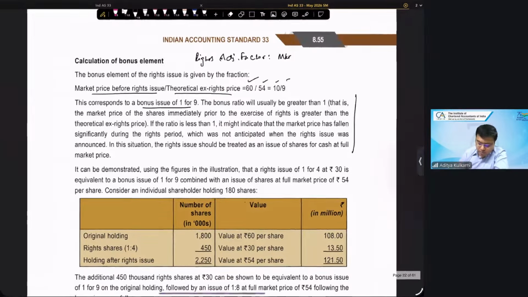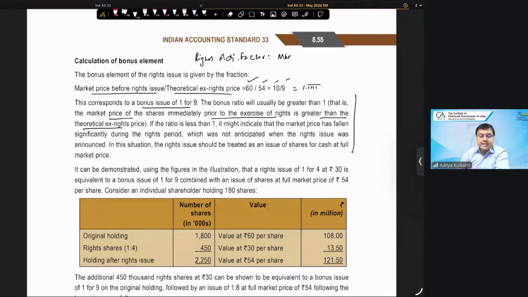Now, 10 by 9, this comes to 1.111. It's a recurring decimal. What does it mean? It means that you have given a bonus. It means that the market price of shares prior to exercise of rights is greater than the theoretical ex-rights price. This is the only meaning that can be, because the numerator is higher. Numerator is higher means what is higher? Market price before the rights is higher.